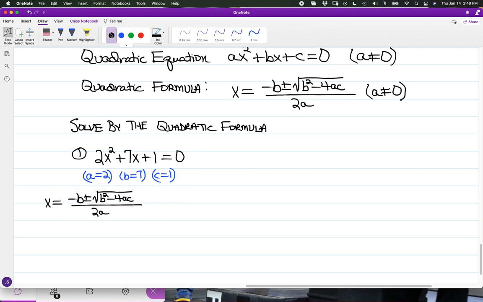Just initiating the process: we have negative b, so the negative of 7, then plus or minus the square root of b squared minus 4ac, so we have 7 squared minus 4 times 2 times 1. And we have all over 2a, so that is 2 times 2.